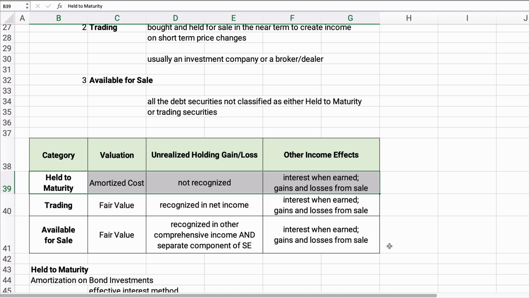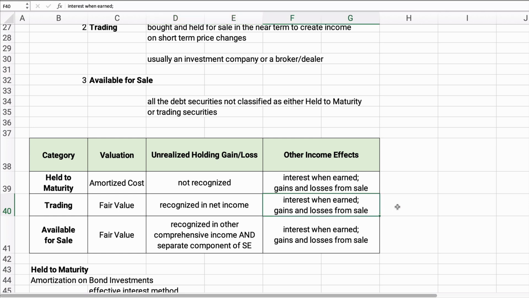It's close. Bonds are pretty close to fair value unless the interest rates change dramatically. Remember, when interest rates go up, the price of the bond goes down, and vice versa. When interest rates go down, the price of the bonds goes up. The next category, if it's trading securities, then it's going to be at fair value, and any unrealized holding gain or loss is actually recognized in net income on the income statement. So that's a pretty big deal. That's why a lot of companies don't have trading securities for these debt securities.